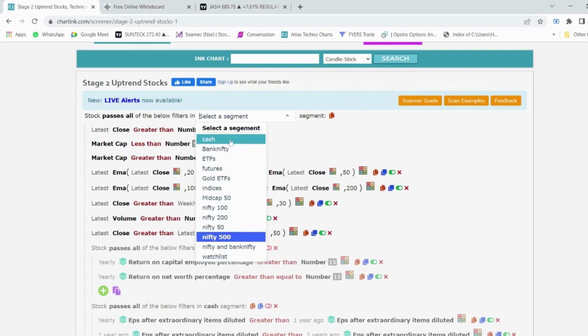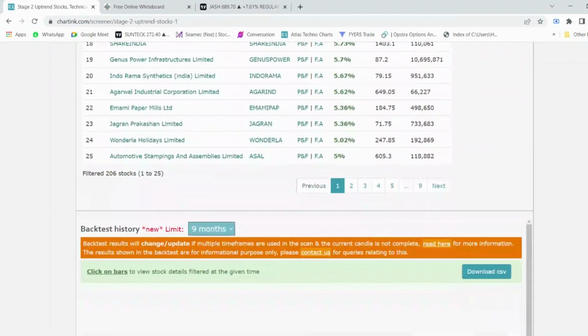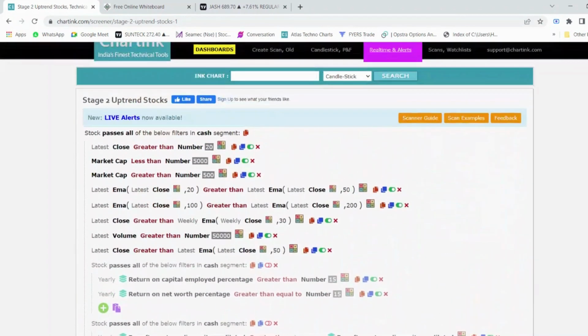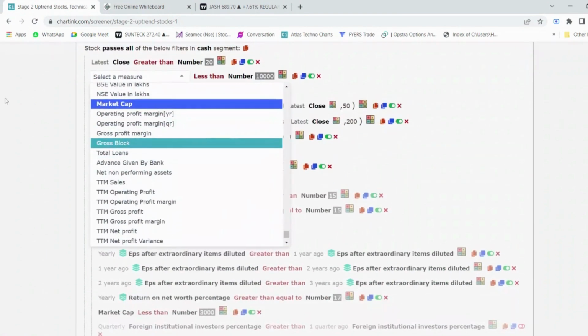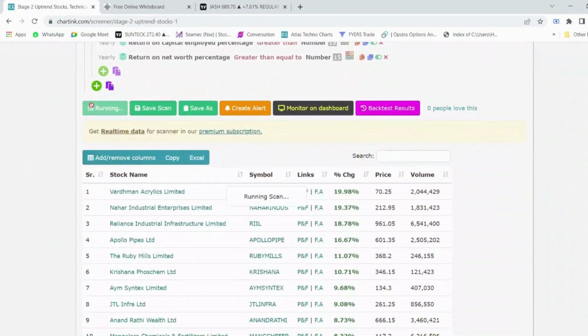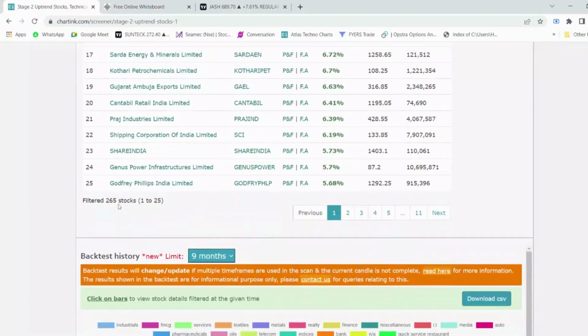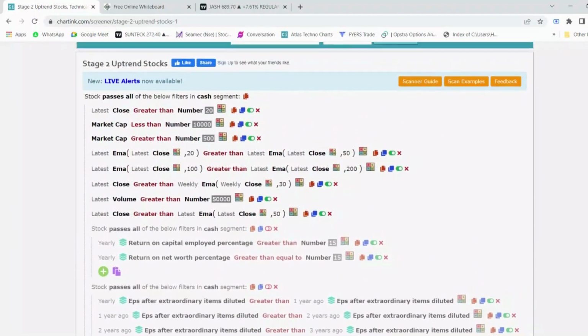If you want to limit yourself, then you can use Nifty 500. If we are using cash, for example, and I apply the run scan, then we are getting around 206 stocks here. Now if I change some more criteria, for example, if I change the criteria from 5000 to 10,000, then we may get some more stocks. Let us practically check it. Now we are getting 265 stocks, so we are getting 65 stocks more with this criteria.